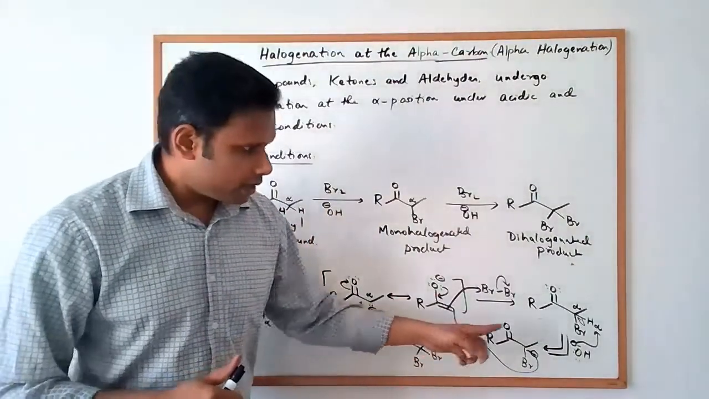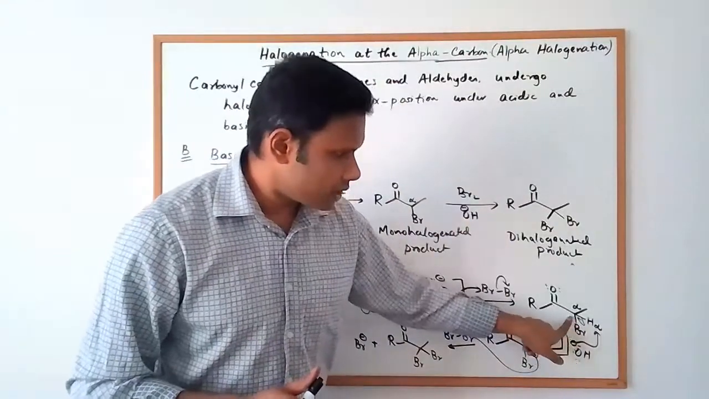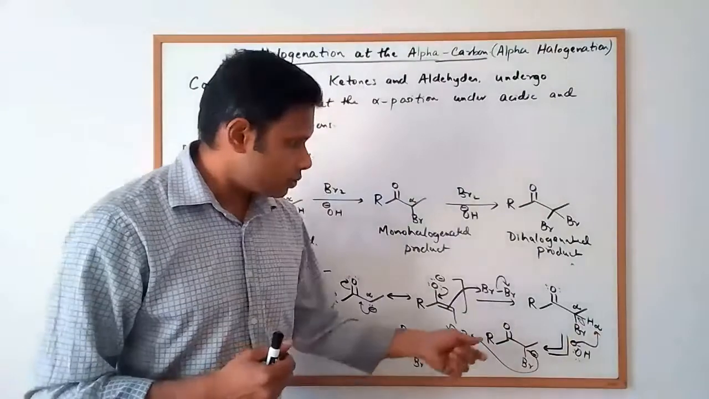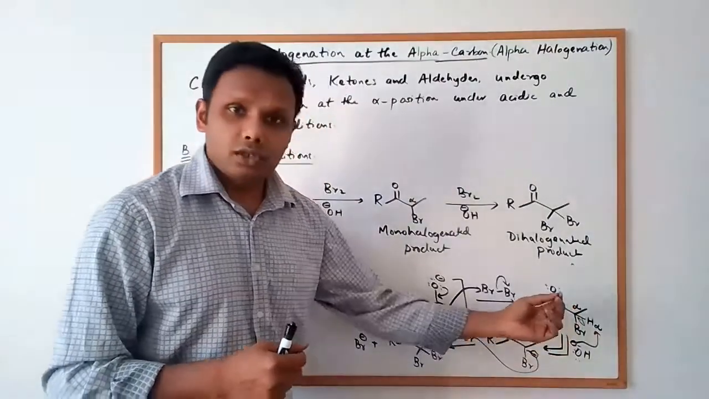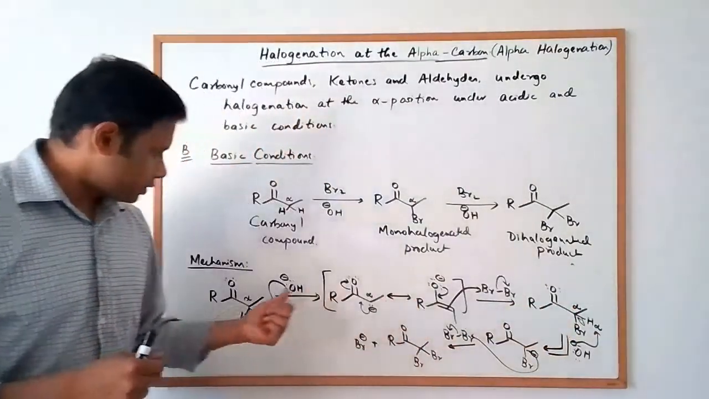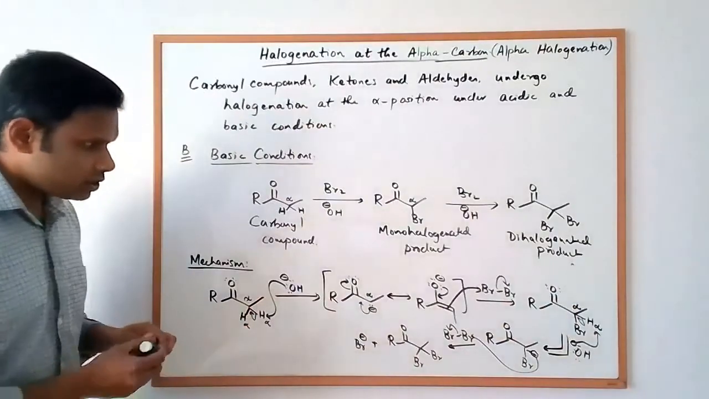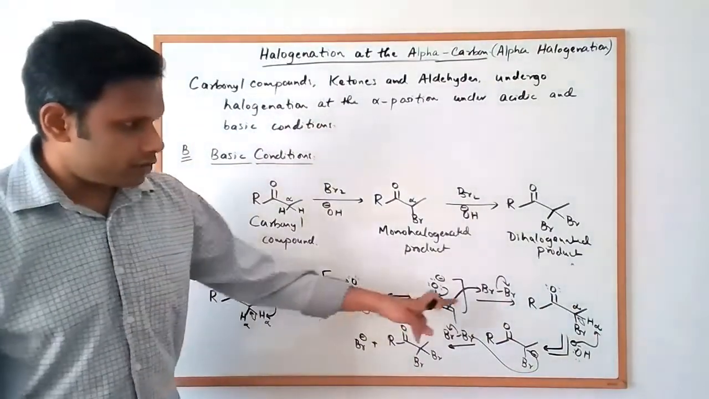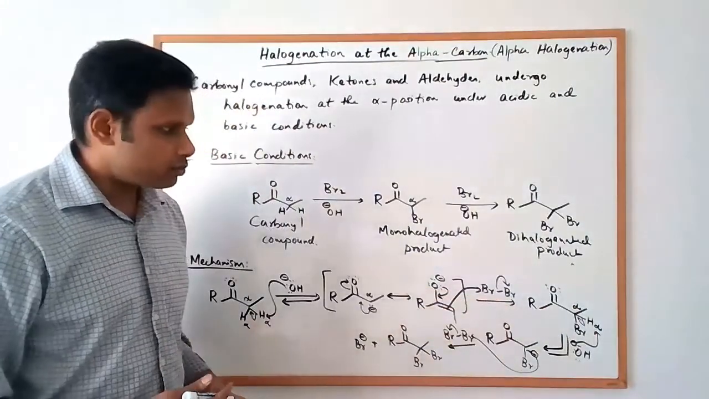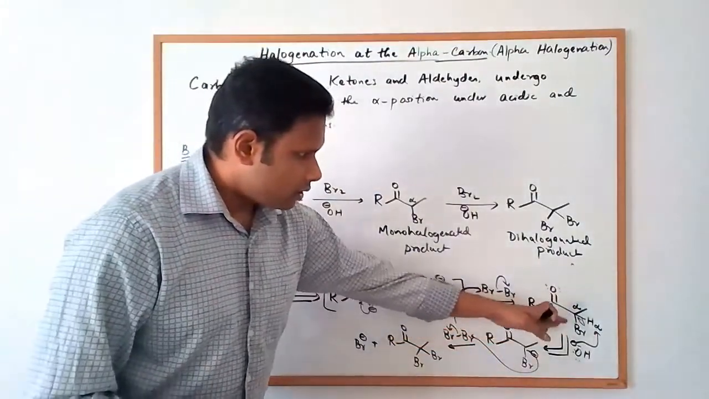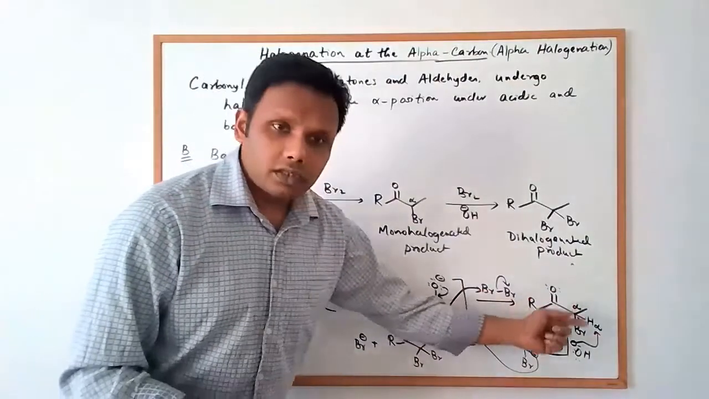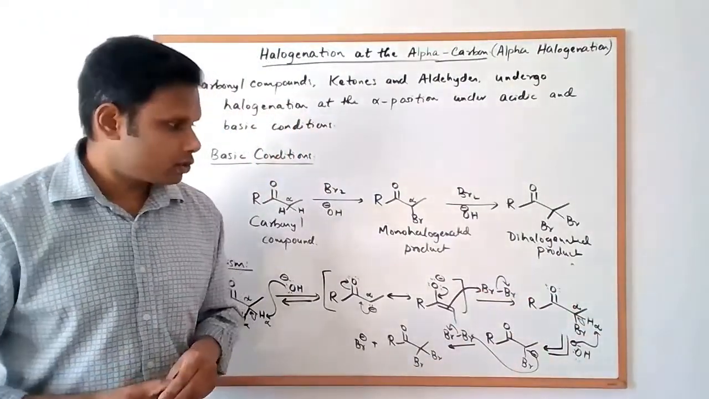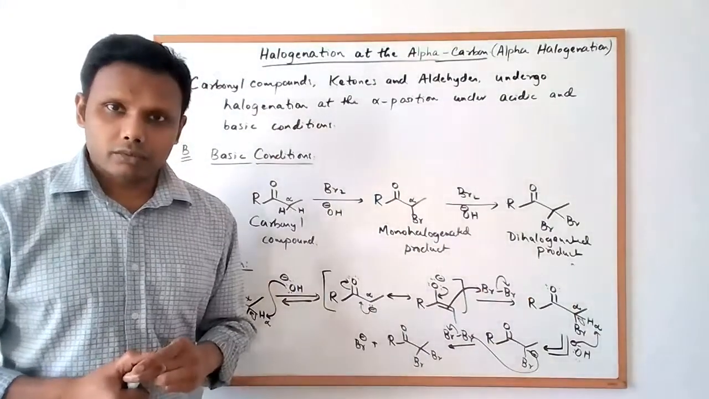And the reason why that happens is because once the first halogenation happens, then this alpha hydrogen is more acidic. So it is easy for the base to deprotonate. If it could deprotonate the alpha hydrogen in the first carbonyl compound, then the deprotonation of the second alpha hydrogen should be much more easier. And again, those steps, the deprotonation and the protonation steps, they are all reversible steps because those are acid-base equilibria.